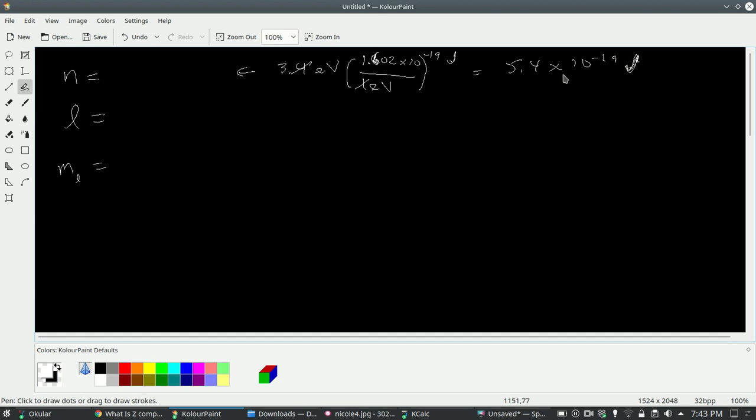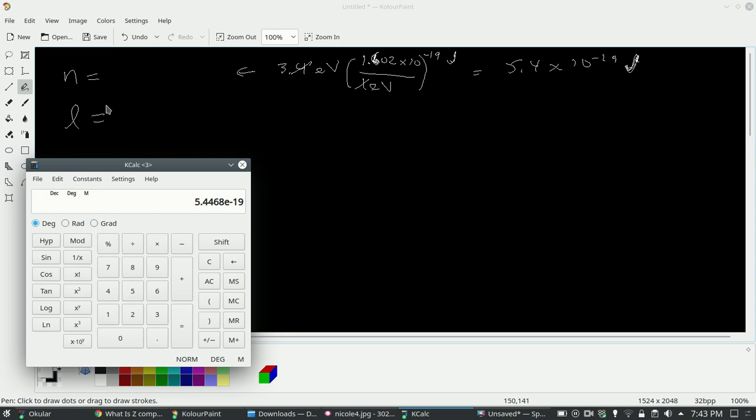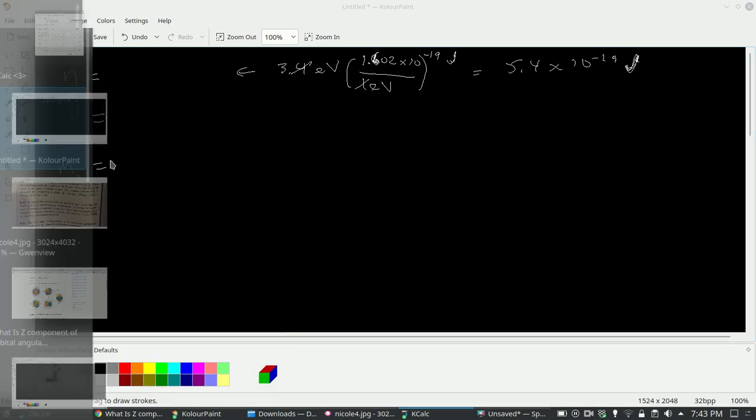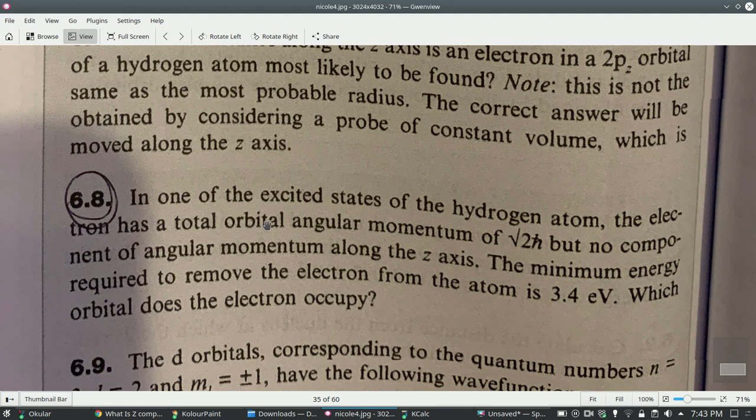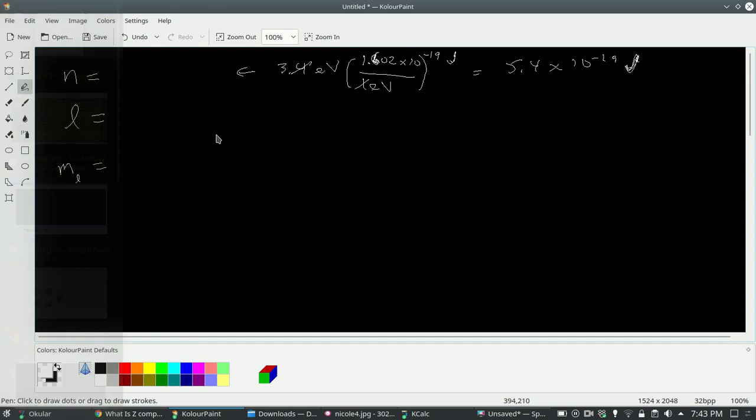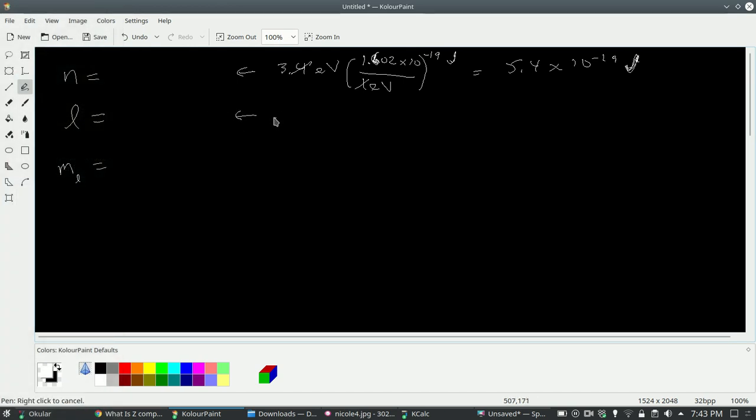Now I'm going to use this to get what n is. All right. Now, how am I going to get what the L is? Well, the L is the orbital angular momentum quantum number. So it says orbital angular momentum is root 2 h bar. So the L is going to be given by root 2 h bar. Now, how does that relate to the quantum number L? Because all these quantum numbers have to be an integer. They can't be root 2 times something. They have to be an integer.